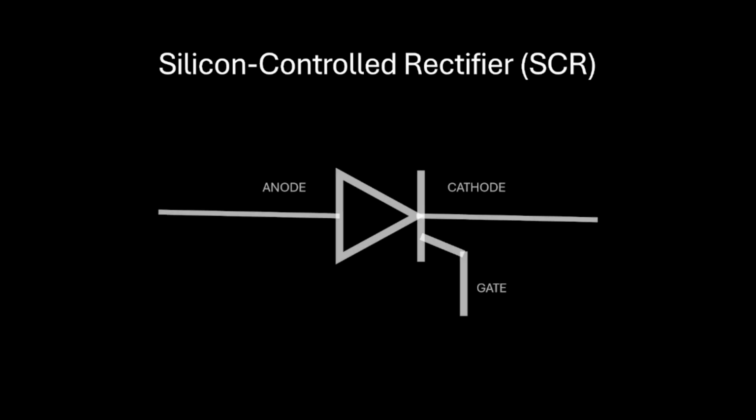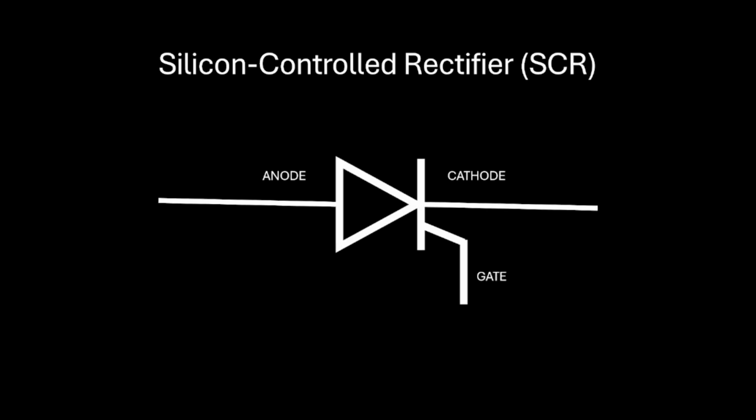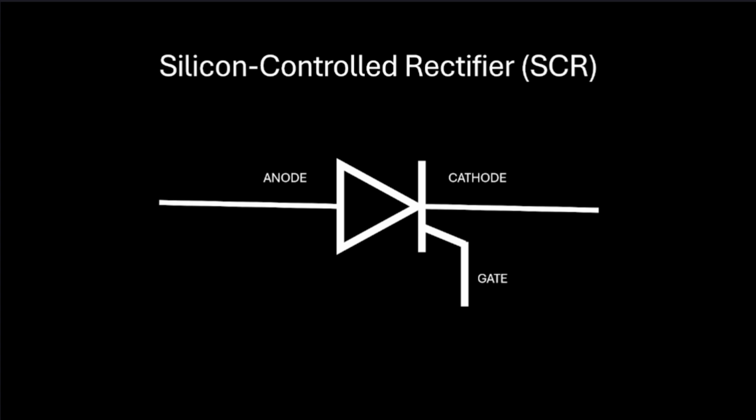But how can we control the output voltage in the circuit? Well, that's where the SCR comes in. An SCR, or silicon-controlled rectifier, is a semiconductor device that controls the flow of current. It operates similarly to a diode, but with a key difference. It can be turned on and off using a gate signal, allowing precise control over when current starts flowing through the circuit.